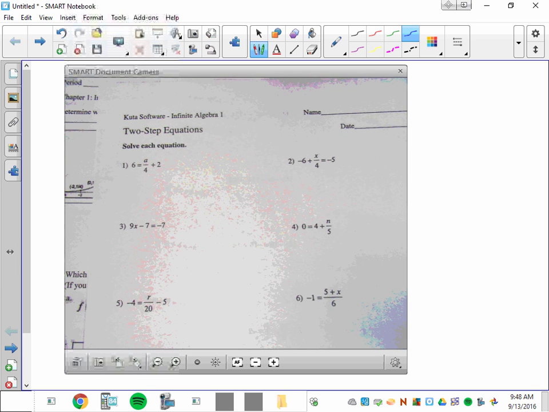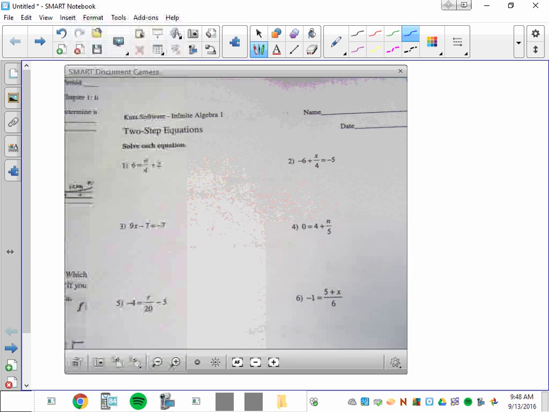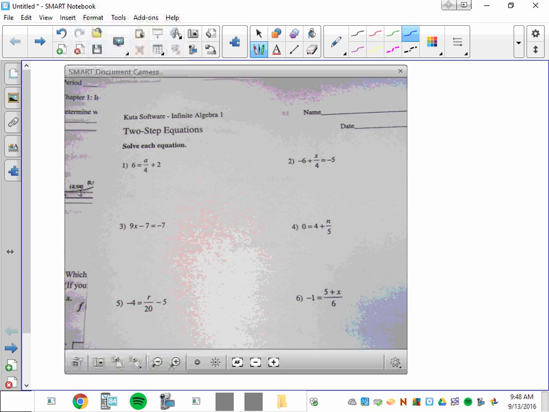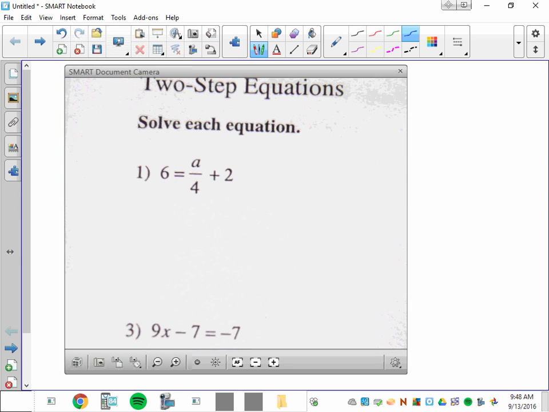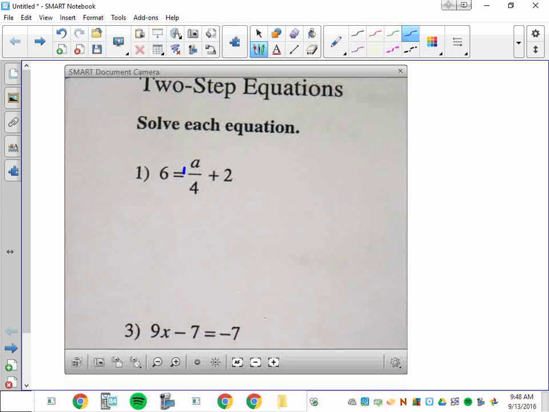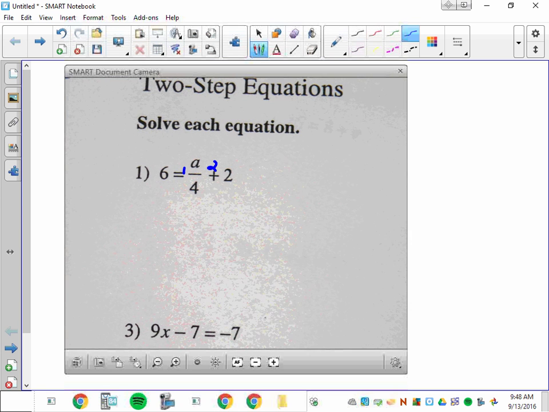According to order of operations, what's the first thing that happens to A? Does it get divided by 4 first, or does it get added to 2 first? If A was, say, 6, would I do 6 divide 4 or 6 plus 2? 6 divide 4. So I'm going to order these. Let me zoom in a little bit. I'm going to go ahead and label this as operation number 1, and this is operation number 2.